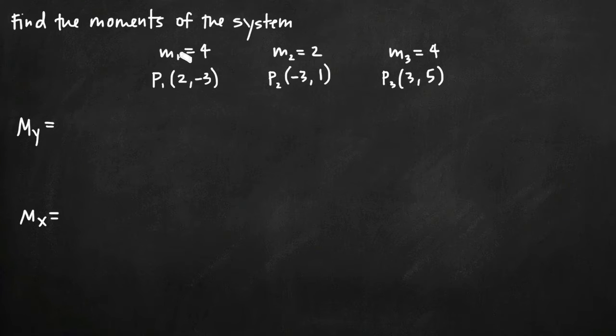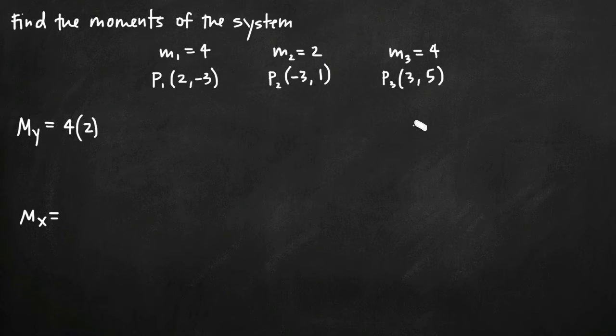So in the case of m sub 1, our first mass, the mass is 4, and we're going to be multiplying that by 2. 2 is the distance that the object is away from the y-axis because x is equal to 2. And this can be confusing because you're taking the x-coordinate and we're talking about m sub y, but of course 2 is the distance that the mass is away from the y-axis.